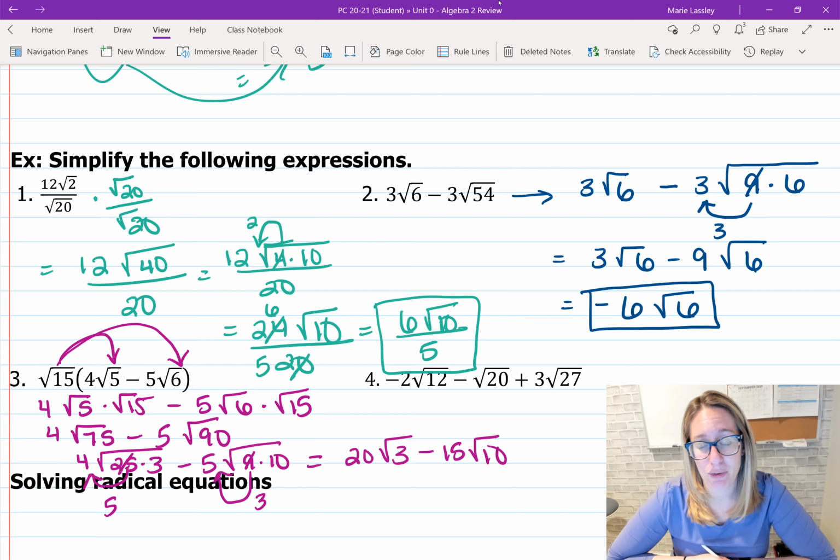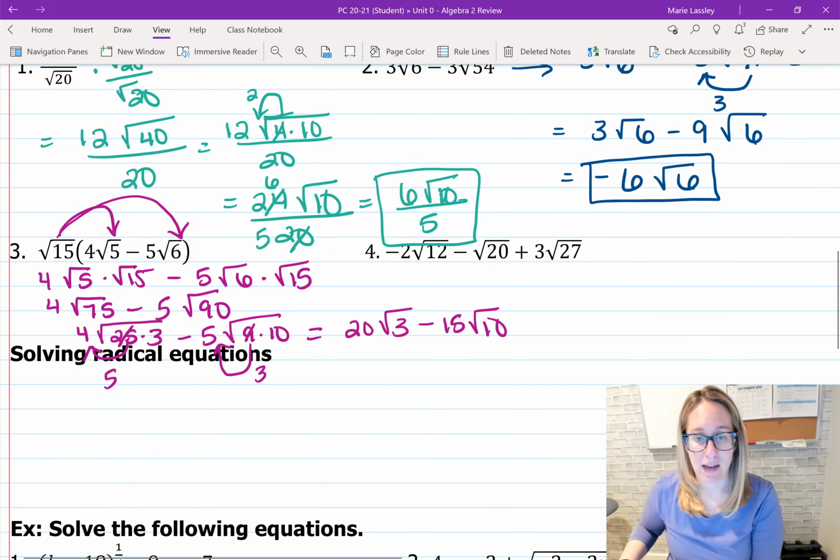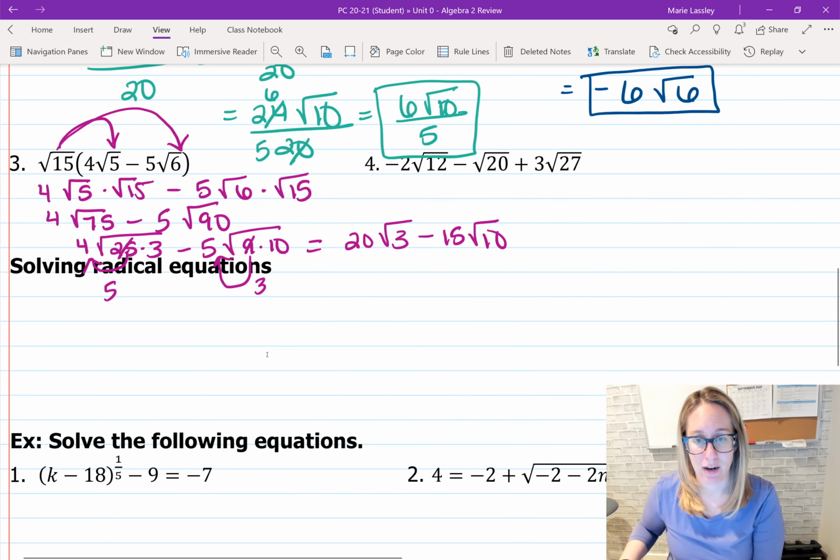All right, last one that we're going to do in this video. So number 4, this is just a big subtraction and addition problem. So what we're going to do is start this one by simplifying all of our radicals that we can. So square root of 12 can be broken down. So I'm going to do it over here a little bit. So this is negative 2, and then 12 is 4 times 3, 4 being my perfect square.